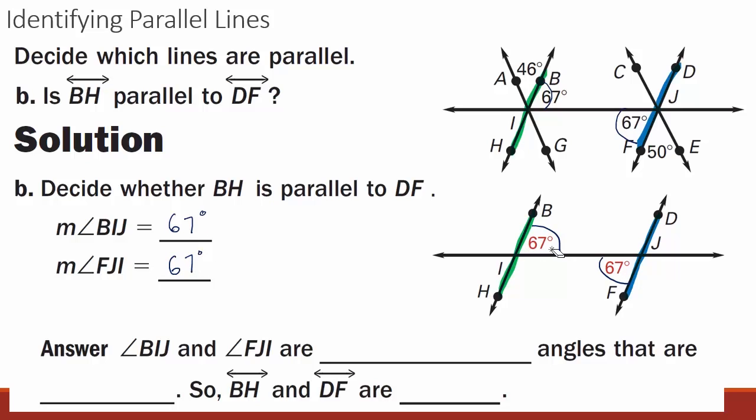Notice that BIJ and FJI are on opposite sides of the transversal, and they are inside the parallel lines, so we could say that they are alternate interior angles. This time these two angle measures are the same, so they are congruent. So line BH and line DF are parallel.